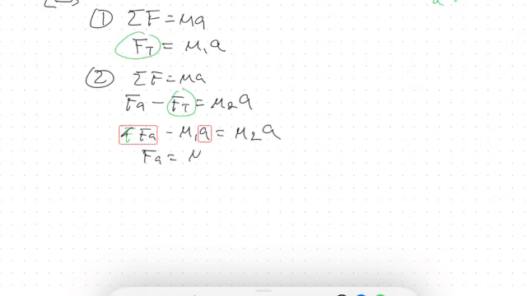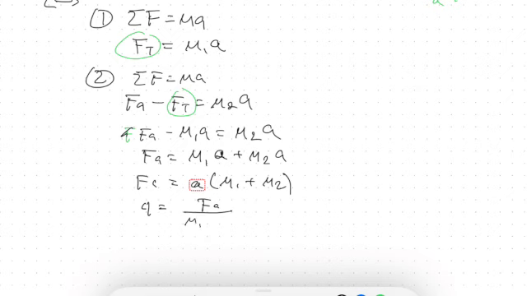Fa equals m1a plus m2a. Factor a, m1 plus m2, and acceleration is Fa over m1 plus m2. It's 200 over 50 plus 70. 200 divided by 120. 1.667 repeating, and we're going to round to 2. That's 1.7 meters per second squared.